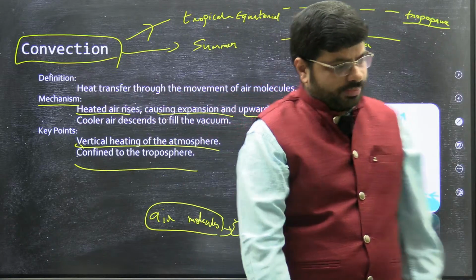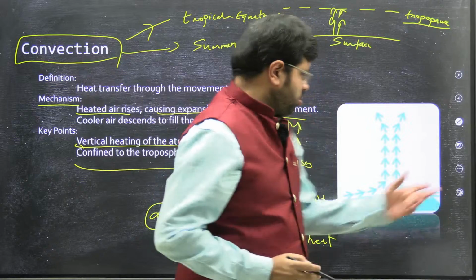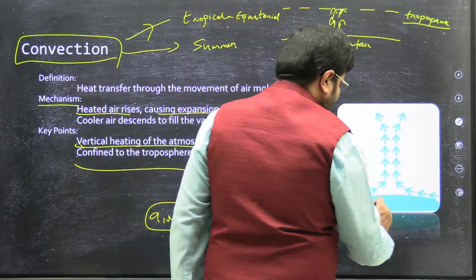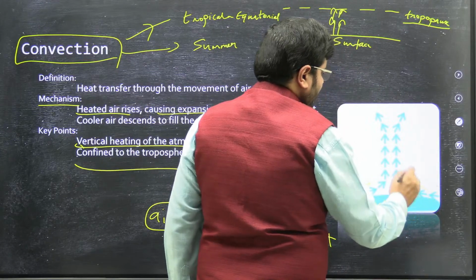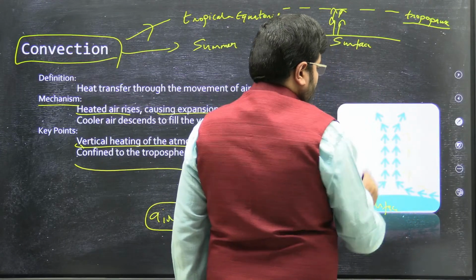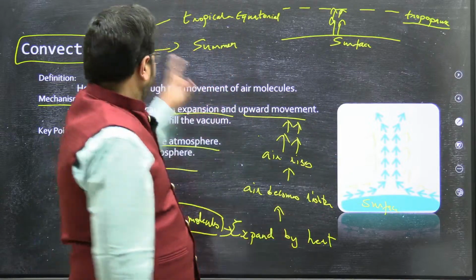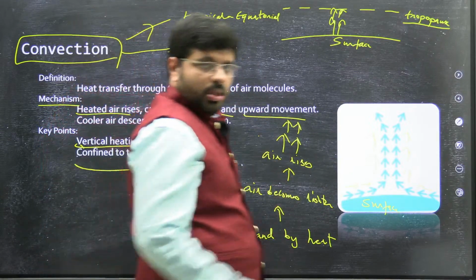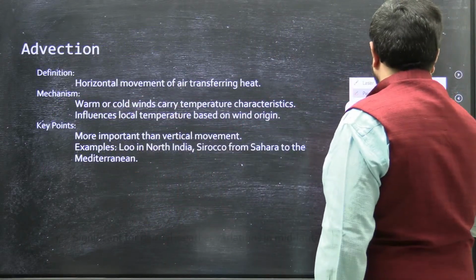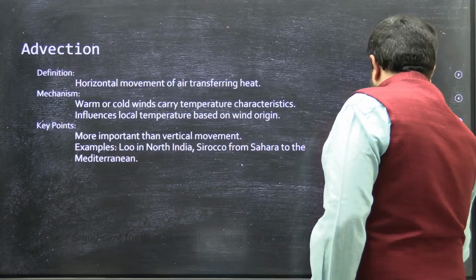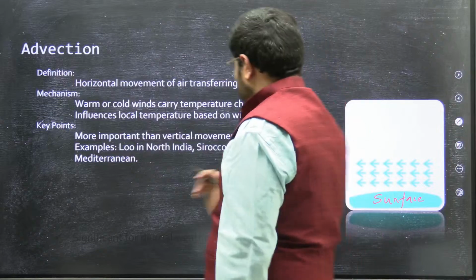Moving forward, the next topic. You can see here, this is the surface, air molecules come together and they rise. Why do you think they are rising? Because of the process called convection. Let's go to the next one, advection. You can see here, this is the surface.